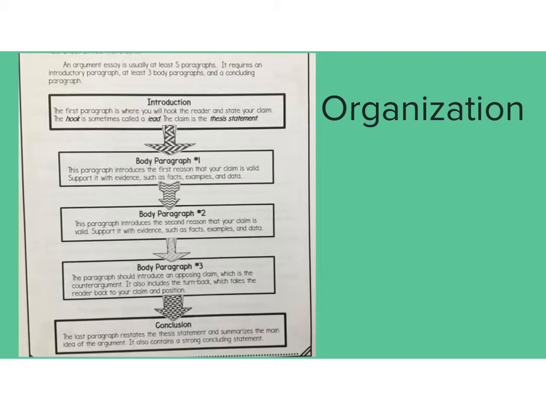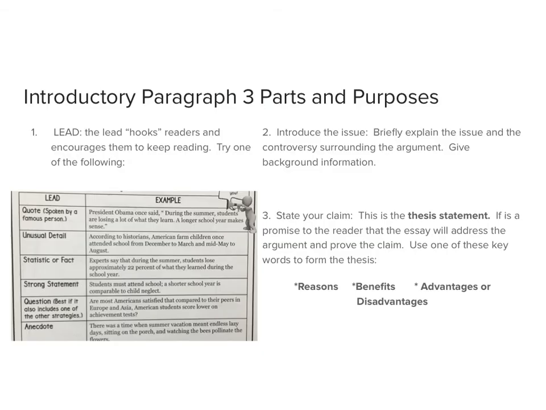Your third paragraph is going to introduce the opposing claim, or the opposite of where you stand, which is called a counter argument. It takes the turn back, which takes the reader back to your claim and position. So you're going to turn it back and explain again why yours is still the stronger argument. And then you have your conclusion paragraph, which restates the thesis statement and summarizes the main ideas of the argument, and then has a good, strong concluding statement to finish it off. We will get into way more depth on those body paragraphs and the conclusion paragraph. Today we're just looking at the introduction paragraph.